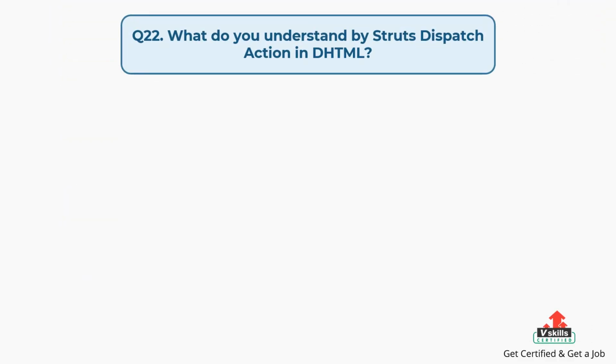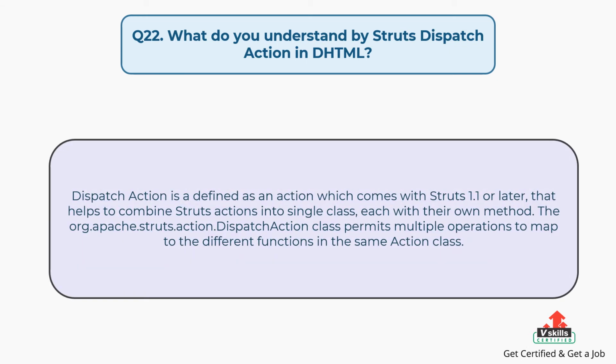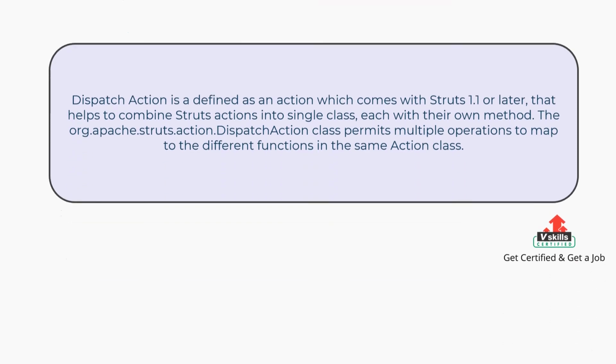Question number 22. What do you understand by struts dispatch action in DHTML? The answer is, dispatch action is defined as an action that comes with struts 1.1 or later, that helps to combine struts actions into a single class, each with its own method. The org.apache.struts.action.DispatchAction class permits multiple operations to map to the different functions in the same action class.